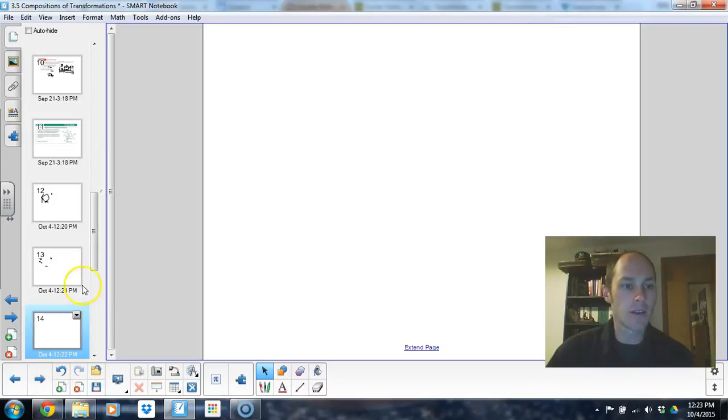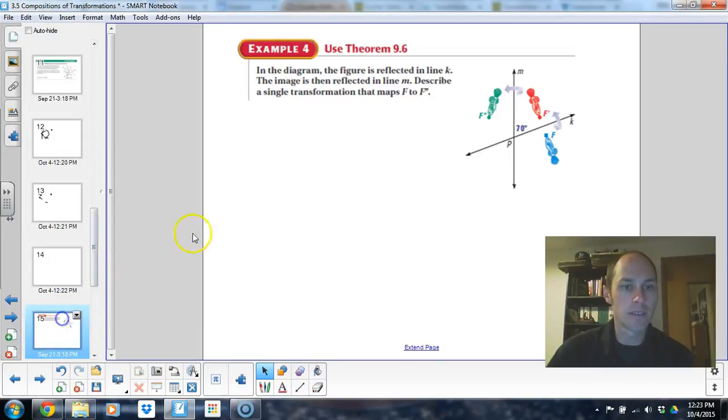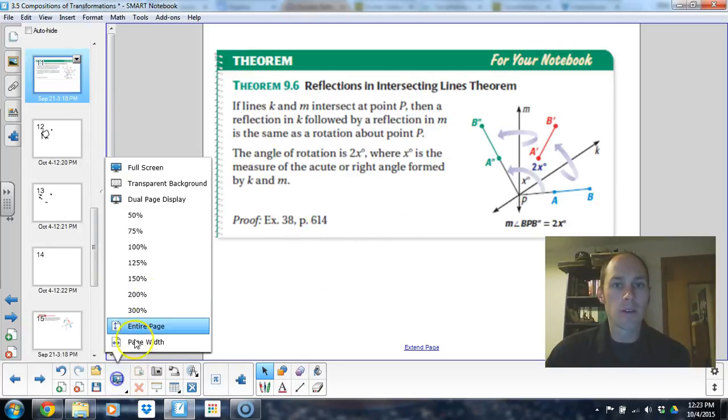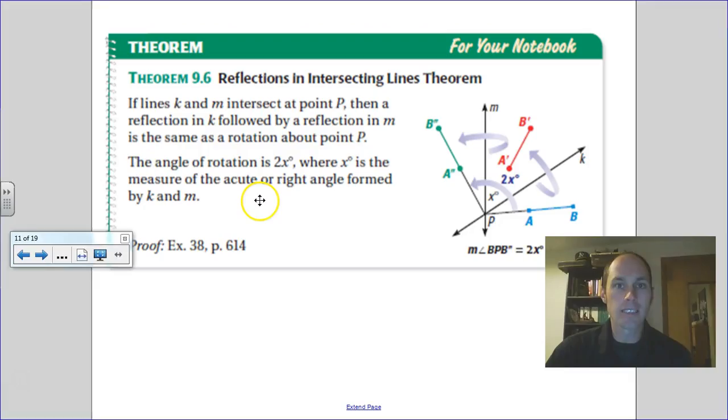So we can put that in our notes now. There we are. So the reflections and intersecting lines theorem. Just what we talked about, this angle between the two intersecting lines will end up being half of what the angle would be if we rotated the figure instead of reflecting it twice.